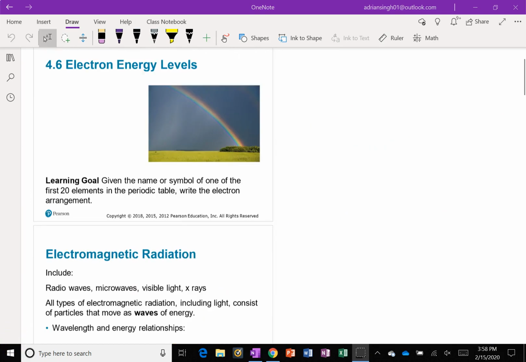So far we've taken a look at how we represent the number of subatomic particles, and we've been focusing mostly on the protons and neutrons. Now we're going to change our focus and look at the electrons.